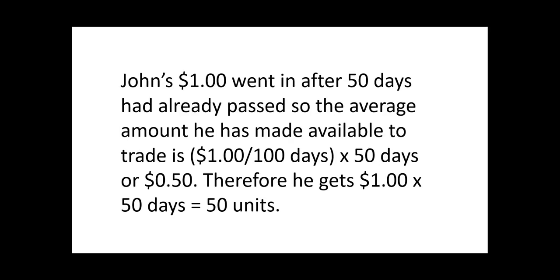Poor old John, his dollar went in after 50 days had already passed, so the average amount that he had available to trade is $1 divided by 100 days times 50. So it's 50 cents. Therefore he gets $1 times 50 days equals 50 units.